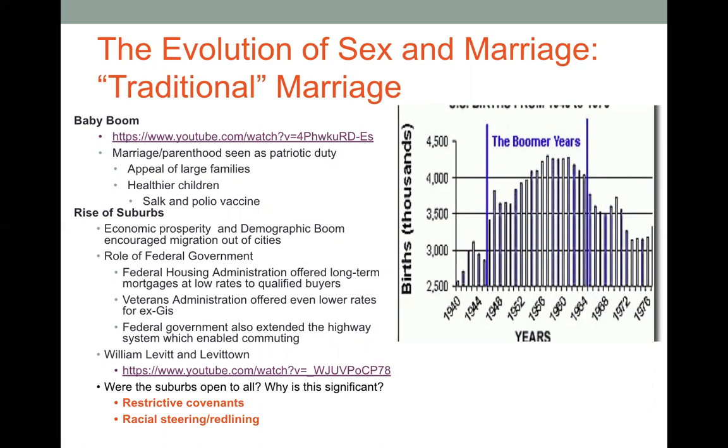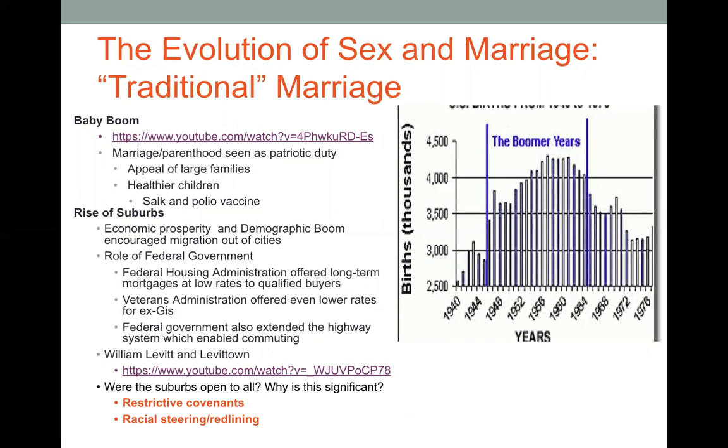And then there were bank practices like redlining, which made it hard or impossible to get a good loan in an area that the bank designated as unsavory to lend to, and they would denote those places on a map by using a red marker.